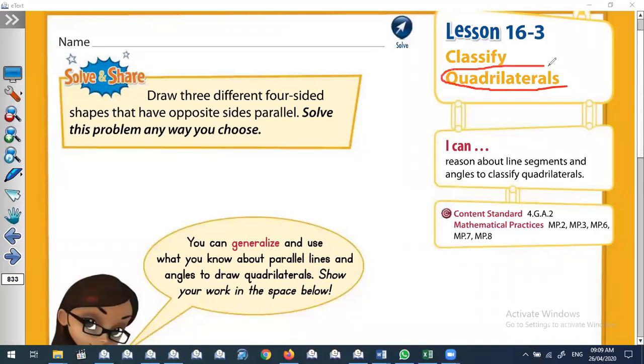Quadrilateral is a shape that has four sides. Any shape that has four sides like that is called quadrilateral. Let's start.